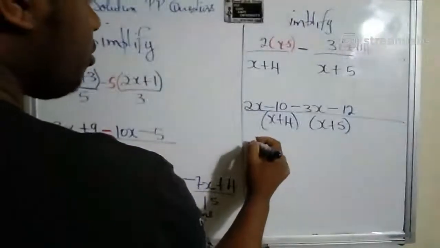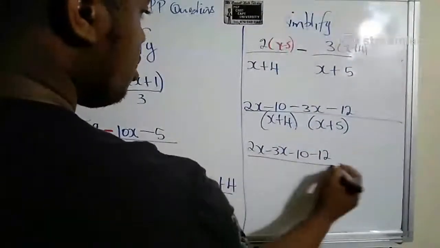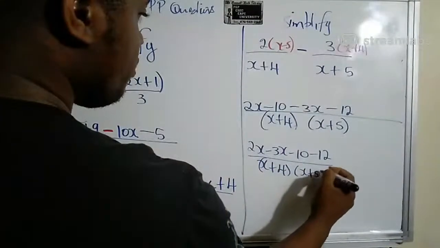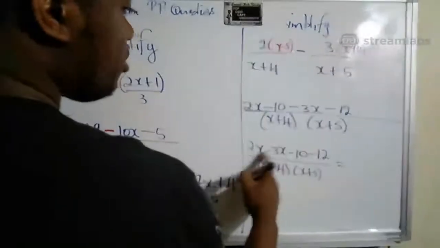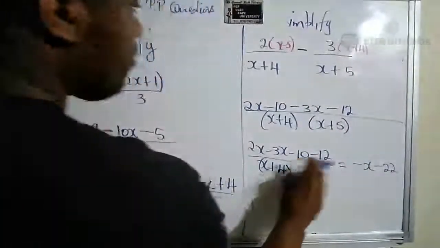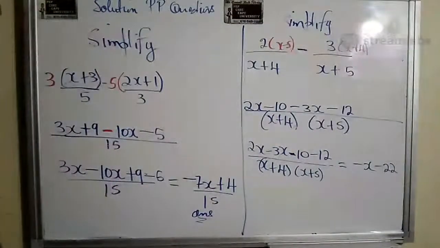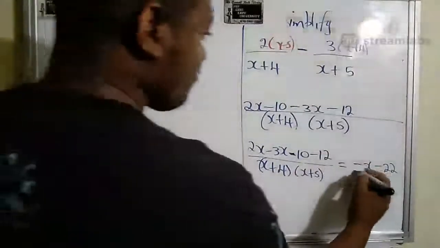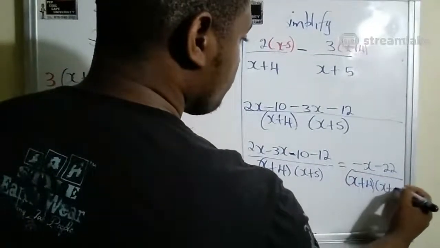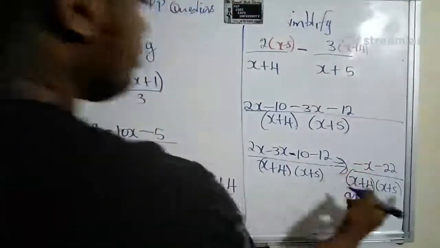Group like terms as I already did: 2x minus 3x minus 10 minus 12, all upon x plus 4 times x plus 5. So 2x minus 3x will give us negative x, and that will give us minus 22. Remember, both of them are negative, so we add them. It's like owing somebody $10 and borrowing $12. So this still gives us x plus 4 and x plus 5. We maintain the denominator.